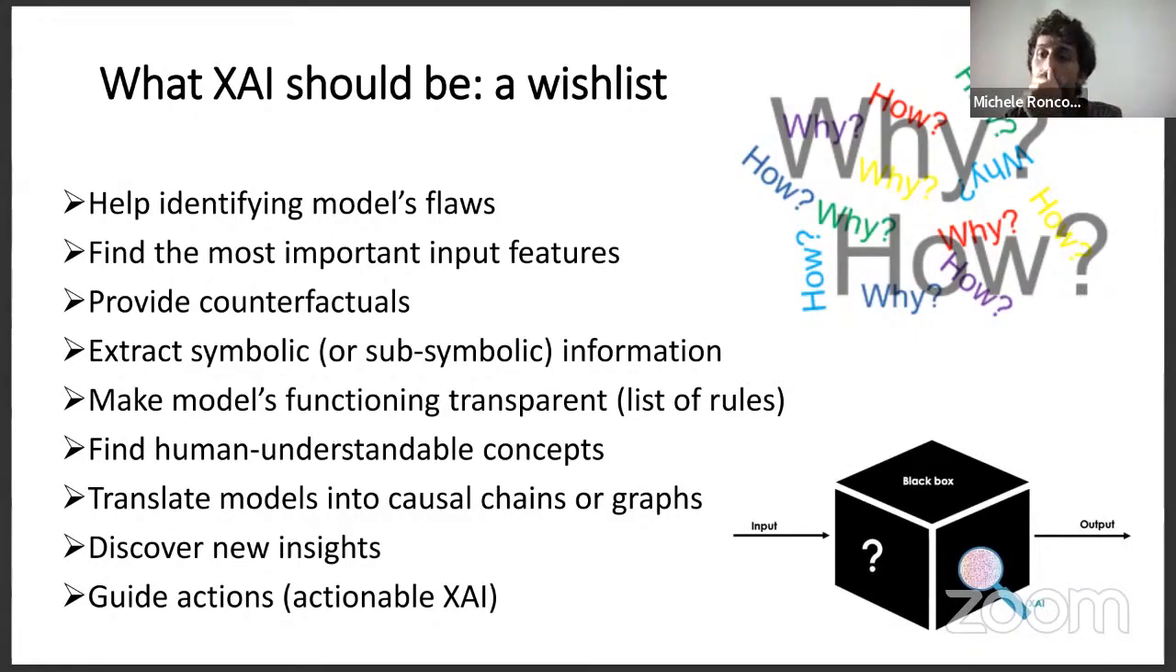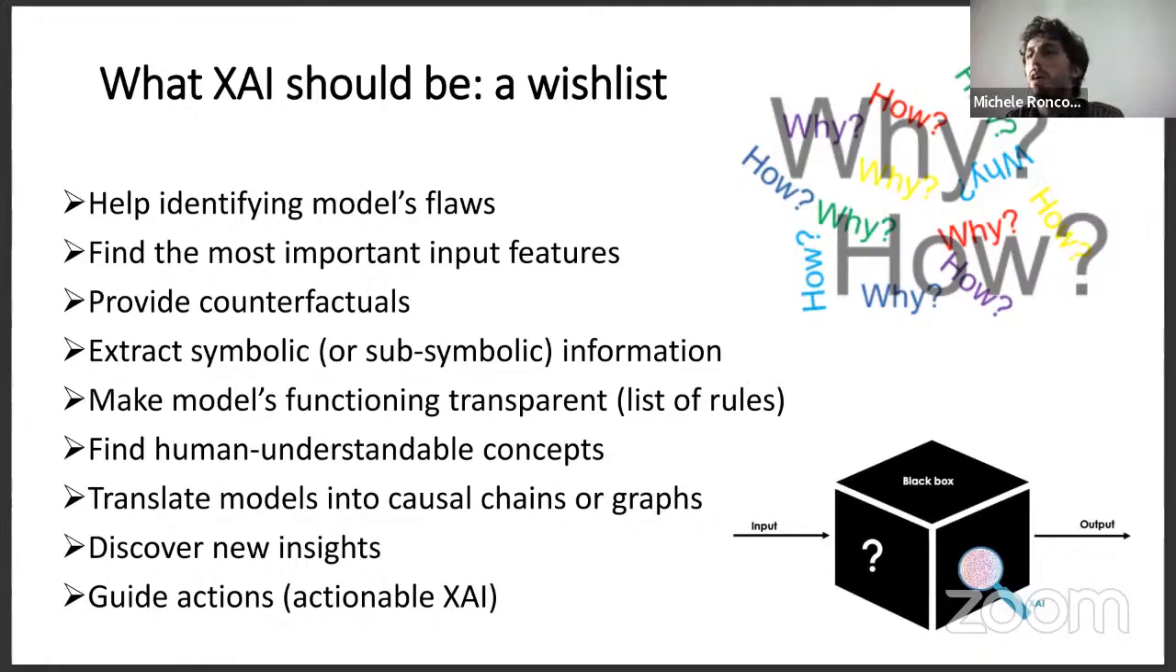And going back again to the causal relations, ideally one other explanation that could be given would be to translate or extract from the model some causal reasoning. So let's say we have a certain number of input variables, another way of explaining the model would be to know the logic, or better to say in this case the causal chain, that the model is using.